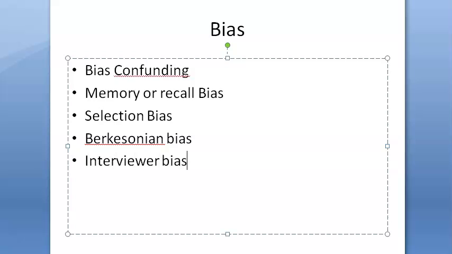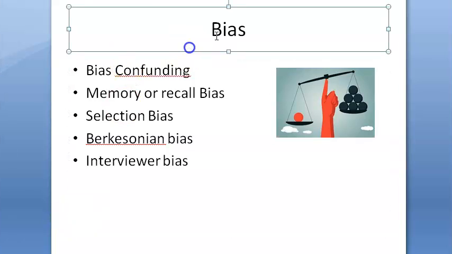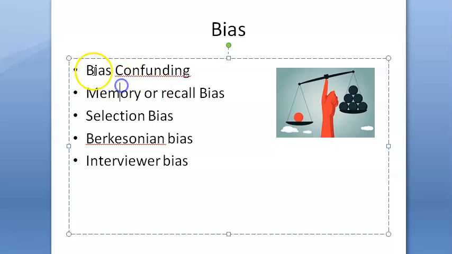Let us look at these. So what is bias first of all? It is a systematic error in determination of this association between exposure and disease. You have some systematic error in the determination of exposure and disease. Okay. So there can be confounding bias. Memory or recall bias, we just told you, people have to remember what they have done so many years ago. Selection bias can be there where you're selecting people to favor your results. Berksonian bias is there, and then interviewer bias. Interviewer bias is very clear, the interviewer itself is biased.